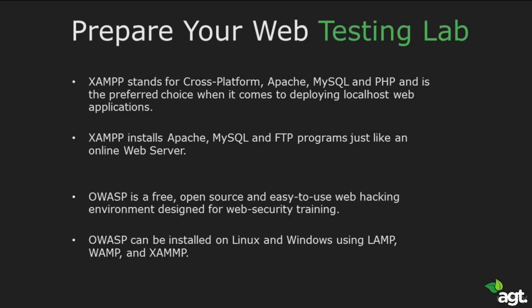Hi and welcome. In this tutorial I'm going to show you how to prepare your web testing lab using XAMPP and OWASP. XAMPP is a local Apache server which comes along with PHP, MySQL and a bunch of other good stuff. Basically it allows you to run a web server on your local machine. And OWASP is a free open source vulnerable web application designed for beginners to learn web application security and hacking.